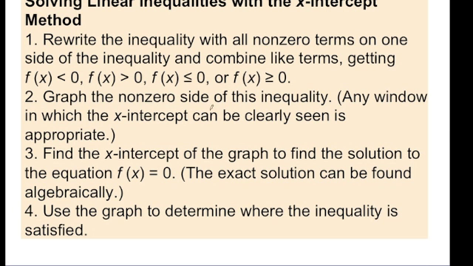We graph the non-zero side of this inequality in a window that makes the x-intercept be seen clearly. Find the x-intercept of the graph to find the solution to the equation f of x equals 0. We can find the exact solution algebraically and use the graph to determine where the inequality is satisfied. Let's see how that works.